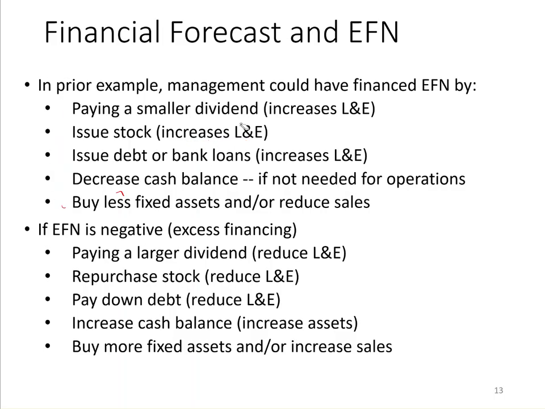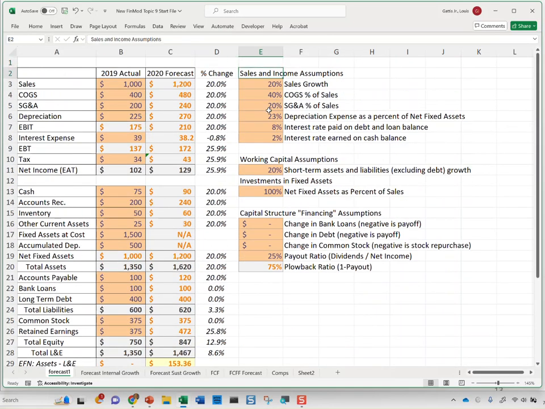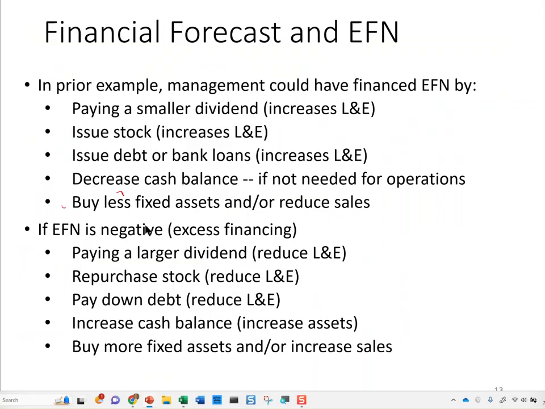If, however, what if the EFN was negative? So let's go back here to our model, and I'll just put in a 0 here, 0 here. What if we only forecasted that sales growth was going to be 0? Well, in that case, I'd actually have a negative EFN. I have forecasted assets of 1350 and L&E, the financing, of 1427. I have extra money. If I had that situation, well, that's a better situation to have.